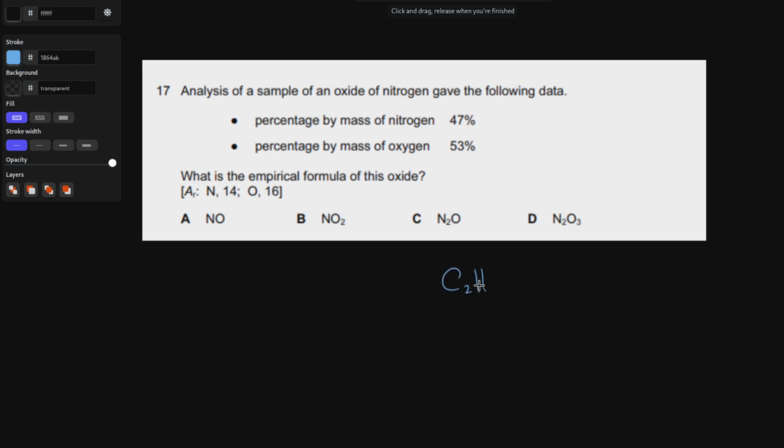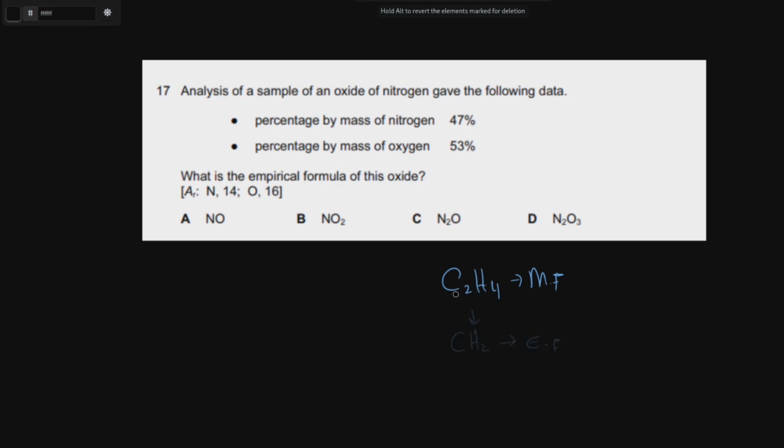So for example, we have C2H4. This is not a simple ratio. We can simplify it further and we will get CH2, and this is the empirical formula. This is the molecular formula, the actual formula of the substance, and this is the empirical formula, that is the simplified version or the simple ratio of the atoms present.